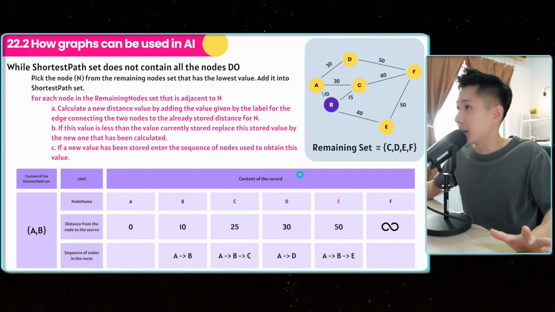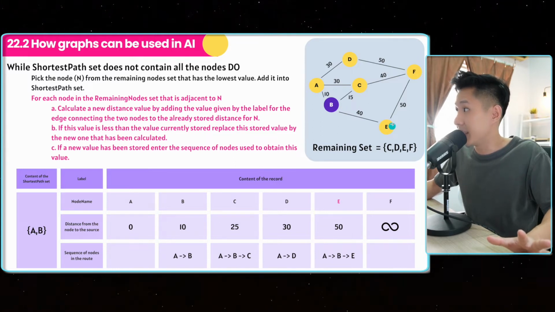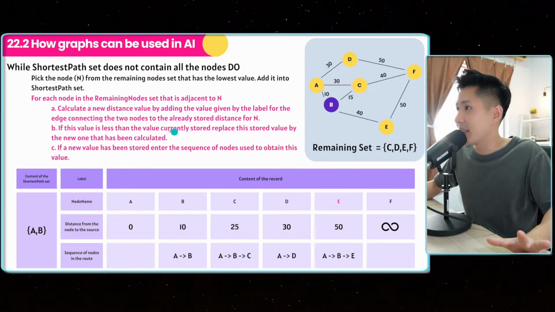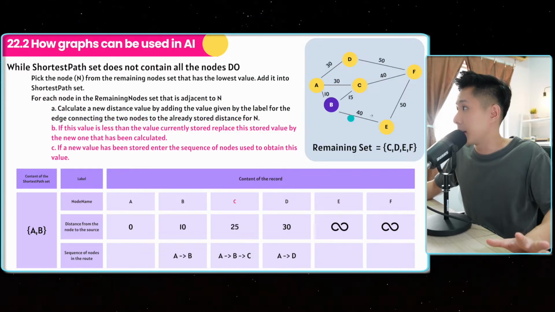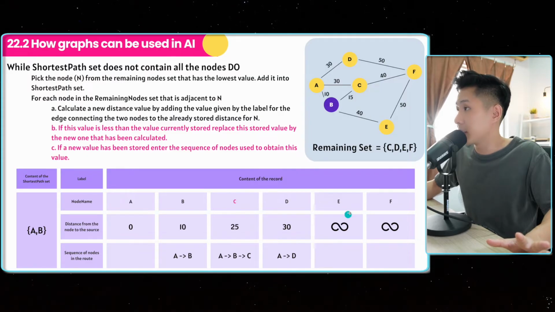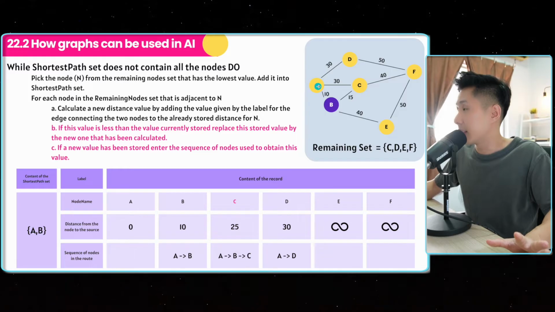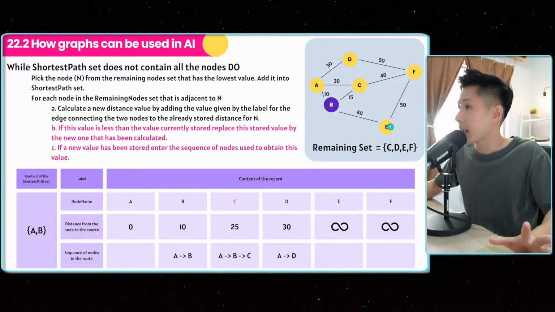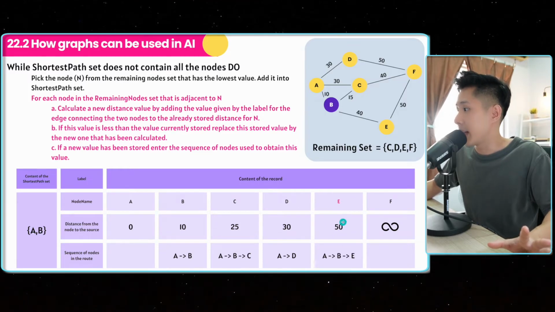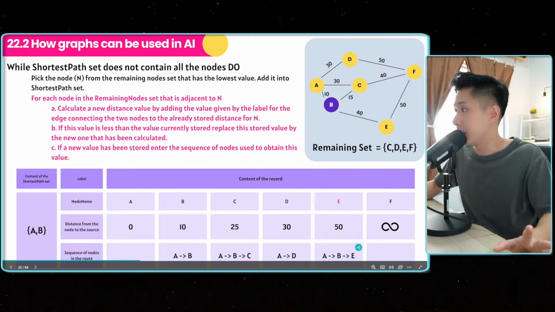Next up, I'm going to pick another node that is adjacent to B, which is E, all right? And then I'm going to calculate a new distance value. From B to E, because E is infinity, I will calculate 10 plus 40. That's the distance from A to E, right? And then I'll put this inside my E. And then I will showcase the path A, B, E.